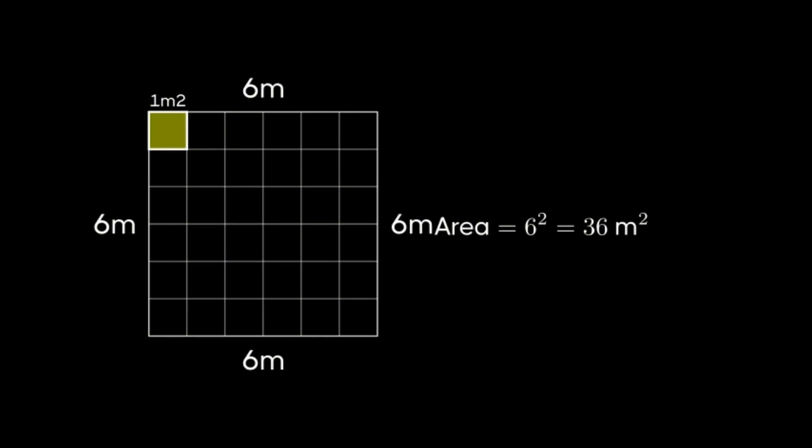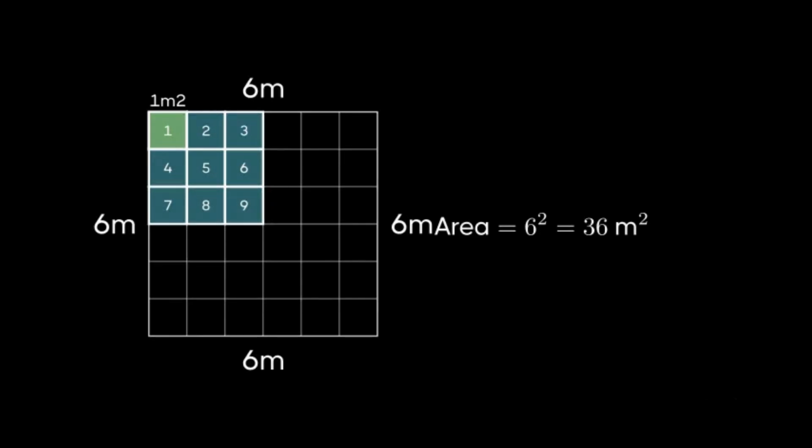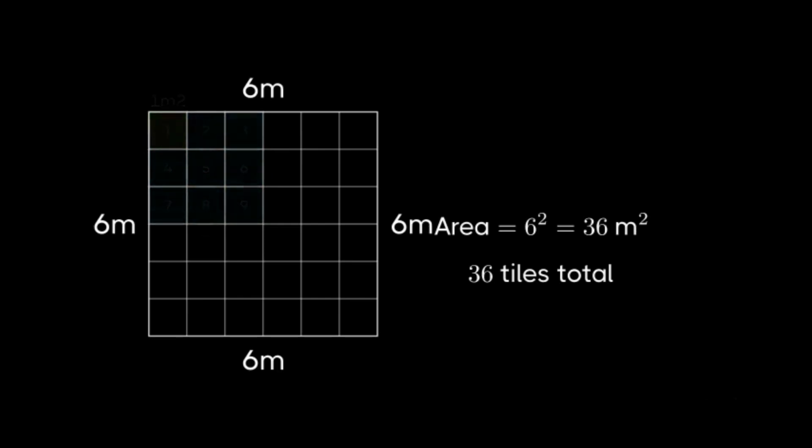Now, let's count how many of these 1 square meter tiles we need to cover the entire floor. Let's start counting in the top left corner, 1, 2, 3, and so on. If we continue counting all the tiles in our 6 by 6 square, we'll count exactly 36 tiles. This matches our calculation of 6 squared equals 36 square meters. This shows us why the area formula works. We're literally counting how many unit squares fit inside our shape.